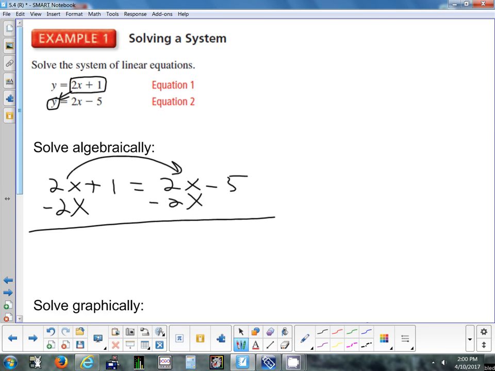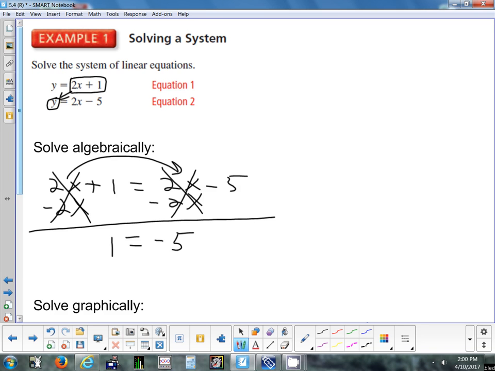Okay. What's going to happen on the left if you do 2x minus 2x? What does that leave you with on the left? 1. What about on the right? You have 2x minus 2x again. That cancels out, and you're left with negative 5. Do we have any letters left? No. If you run into an equation where your letters are all gone, you're done.